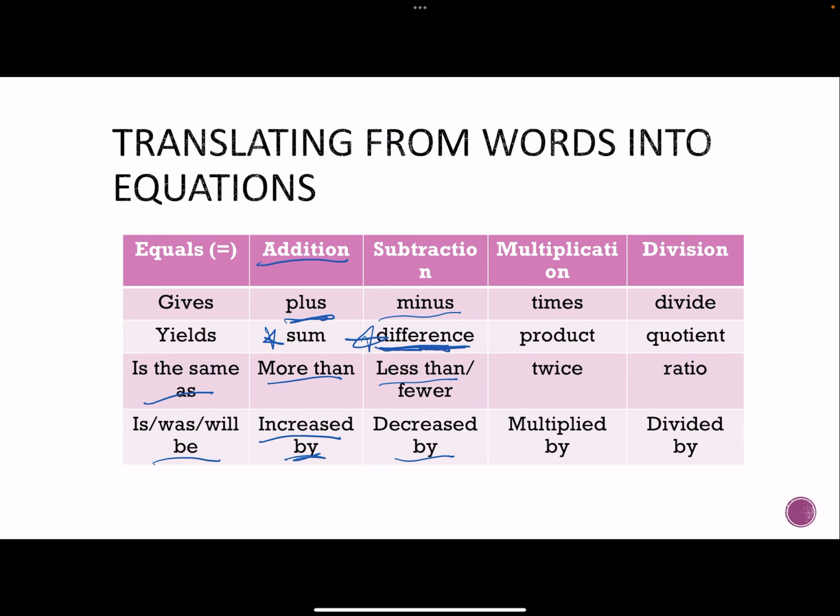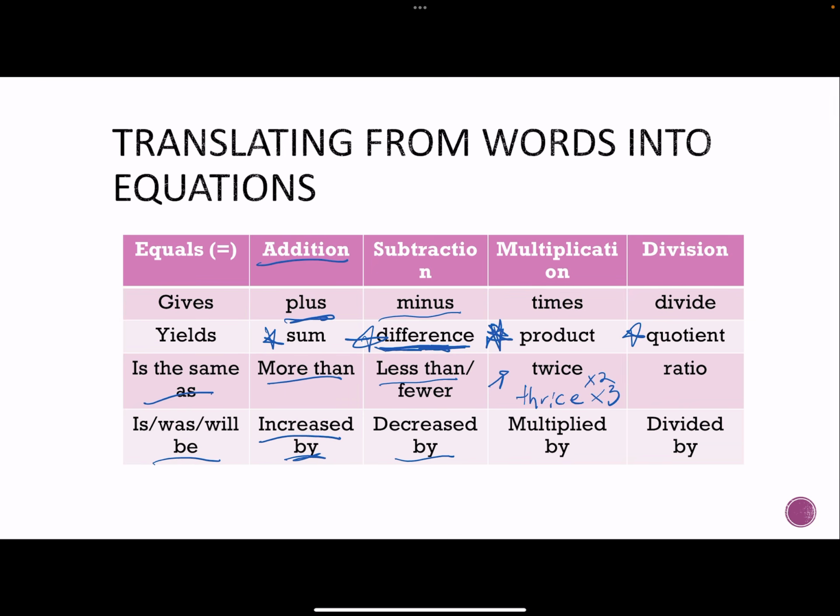When it comes to multiplication, we have times, product. That's the mathy word, right? When I want to multiply two things, I'm finding their product. We could say twice. That means I'm multiplying by 2. I could even say thrice. I hope I spelled that right. That means multiplying by 3. For division, the one that tends to throw people for a loop is quotient. When I'm dividing two numbers, I am finding their quotient. So now we have a baseline for how to translate from words into equations.